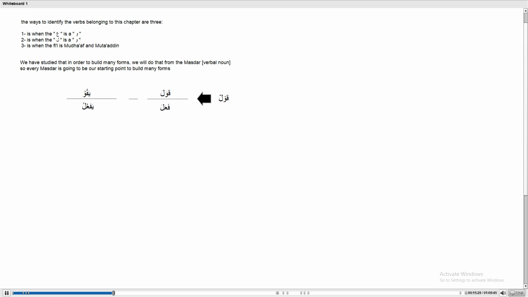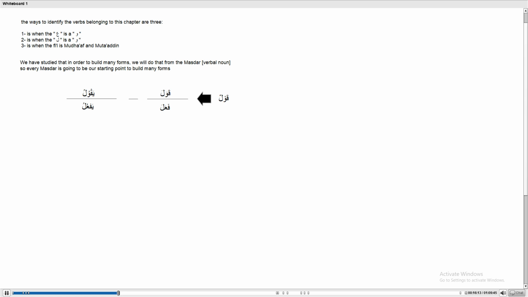Okay? Then you're going to bring the lam. And the lam in the scale has a dhamma. So you're going to give the lam of the word a dhamma as well. Now this resulted in a new form that you have built. What's that new form? What do you read in front of your eyes? Yaqulu. Yaqulu. Sounds exactly the same. Qa wa la, fa ra la. It sounds exactly the same.